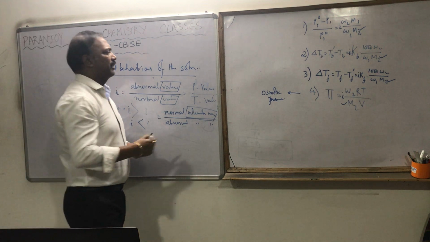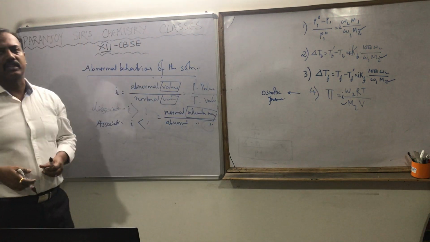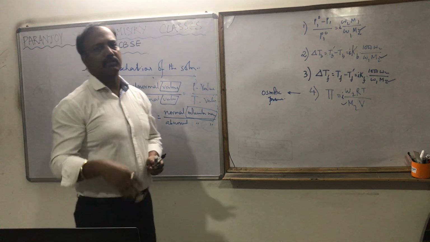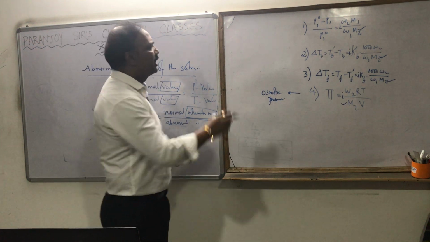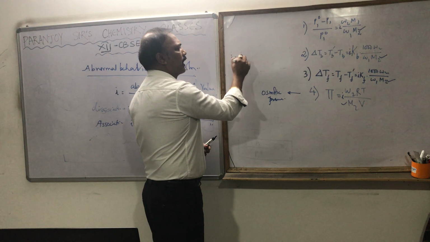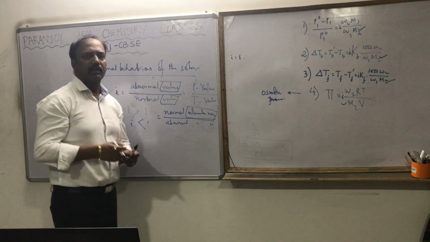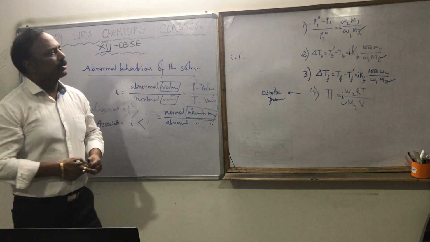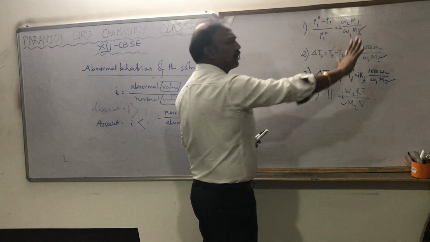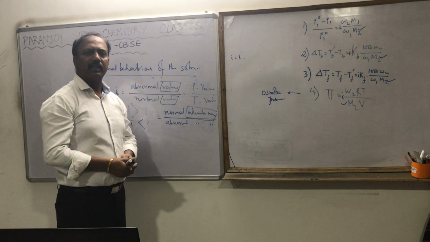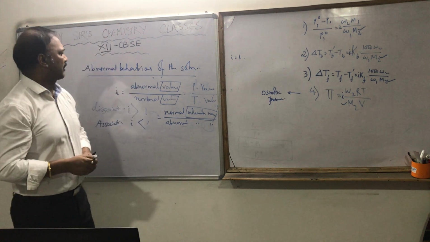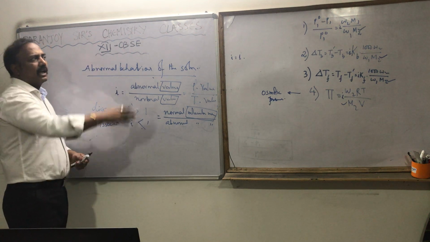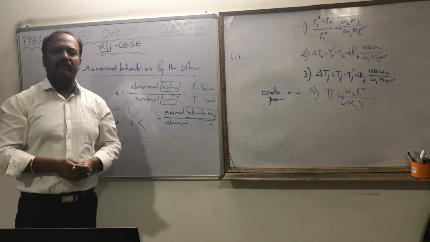Now, does it mean that all the solutions are behaving abnormally? No. Those solutions which are not undergoing any dissociation or association are obviously behaving absolutely normally, and for that the value of i is equal to 1. For example, if I take sugar in water, it is neither associating nor dissociating. So for that case i is equal to 1. If you put i equal to 1, it's behaving absolutely normally, its practical value and theoretical value are the same. Otherwise, if association takes place, the value of i is less than 1. If dissociation takes place, the value of i is greater than 1, and accordingly the colligative properties will vary.